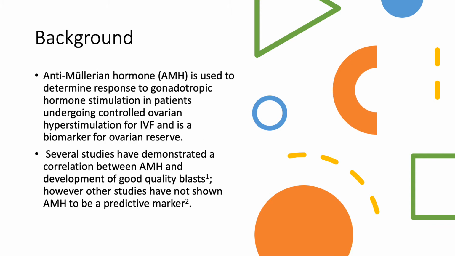Background: anti-Müllerian hormone is used to determine response to gonadotropic hormone stimulation in patients undergoing controlled ovarian hyperstimulation for IVF and is a biomarker for ovarian reserve. Several studies have demonstrated a correlation between AMH and development of good quality blasts. However, other studies have not shown AMH to be a predictive marker.